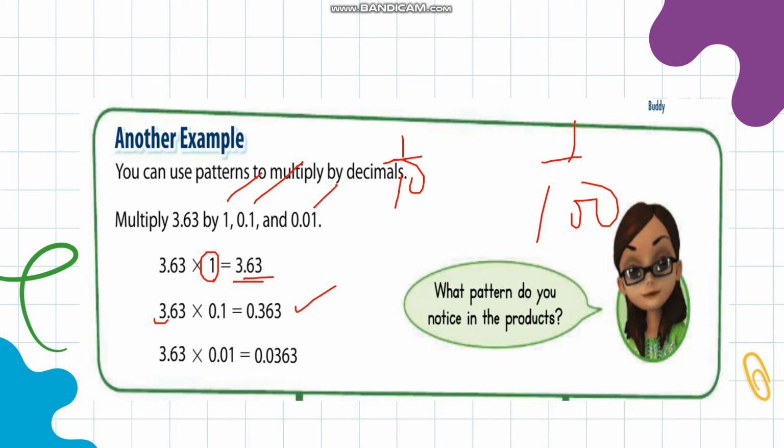1/100 means 2 movements going to the left. So 1 and 2, my decimal is there. So I need to add 1 zero. So my answer is 0.0363.